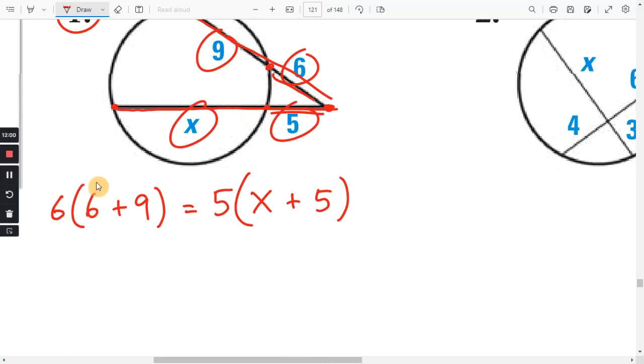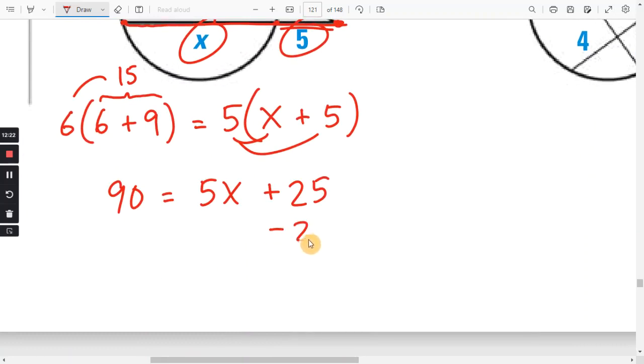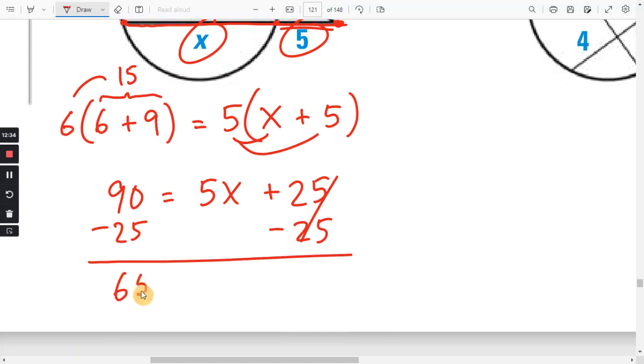All right, of course, 6 plus 9 is just 15. And 6 times 15 is going to give us 90. Distributing 5 times x and 5 times positive 5. All right, solving for x. Minus 25 on both sides. Cancels here. 90 minus 30 is 60, so this is going to be 65.